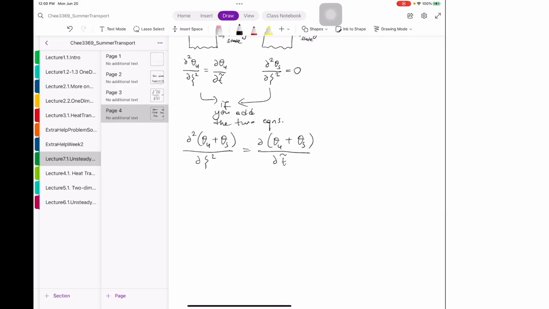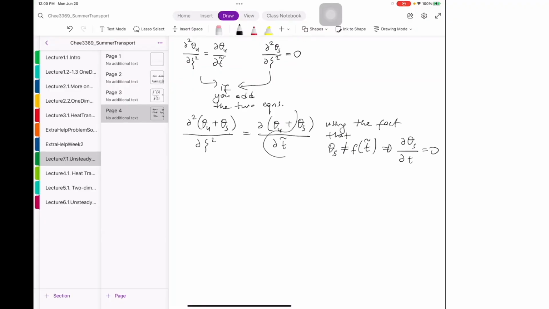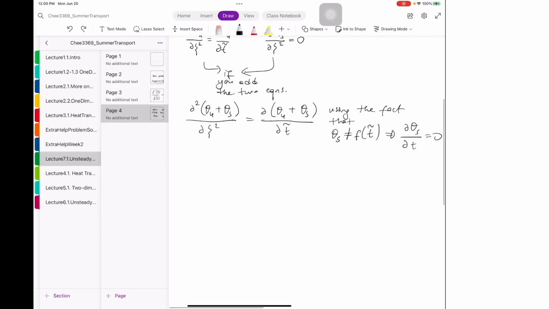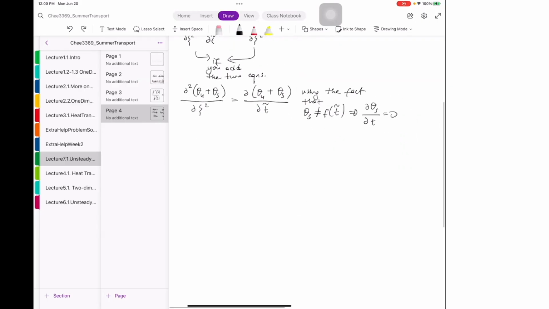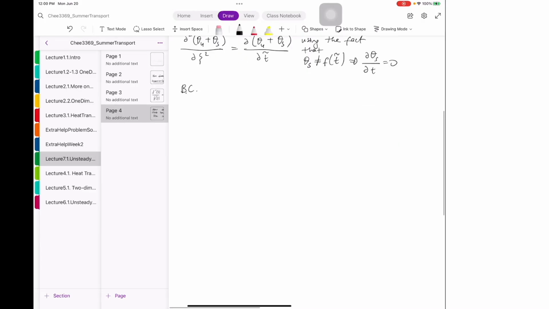t tilde, using the fact that theta s is not a function of t tilde, right? Which tells us that del theta steady state over del t is 0. It doesn't change with time, so you can add this without any problem, right? And the boundary conditions add up nicely. I know we ran out of time, but just in 2 minutes, let me finish this.